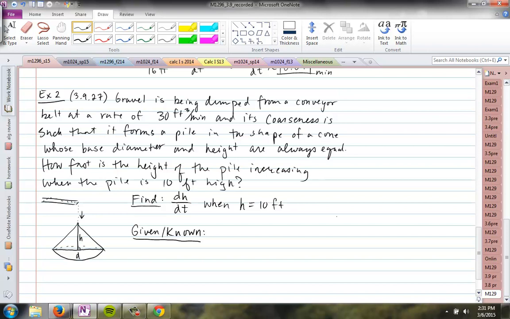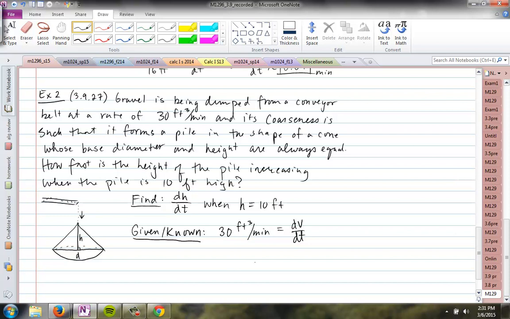So now let's work on the given and the known. And so we have that 30, and that has the units of feet cubed per minute, which gives us a hint that this rate that's given is dV over dt, change in volume with time. Some other things are a little bit in disguise here, but it says the shape of the cone whose base diameter and height are always equal. So we need to note that at some point, whether it be here or later.